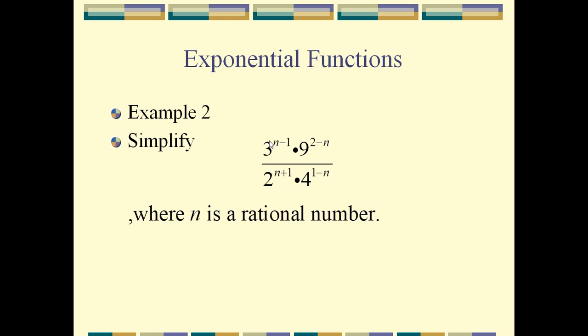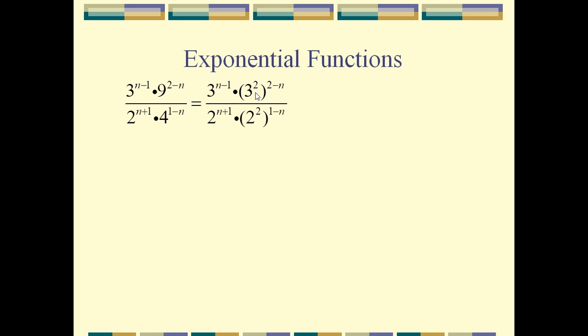Here, 3 and 2 are the smaller numbers in these expressions, so we try to write the other numbers based on 3 and 2. 9 is just 3 to the power 2, and 4 is just 2 to the power 2, so we may replace this 9 and 4 by these terms. So we make 9 equal to 3 to the power 2, and 4 is 2 to the power 2. By the index properties, this one will get the power of 4 minus 2n, and this one will get 2 minus 2n, just like this one.